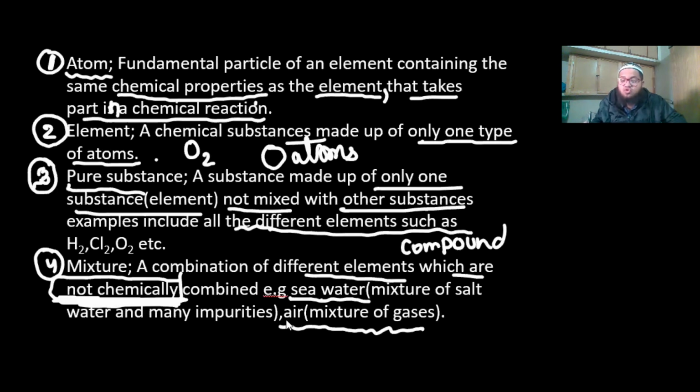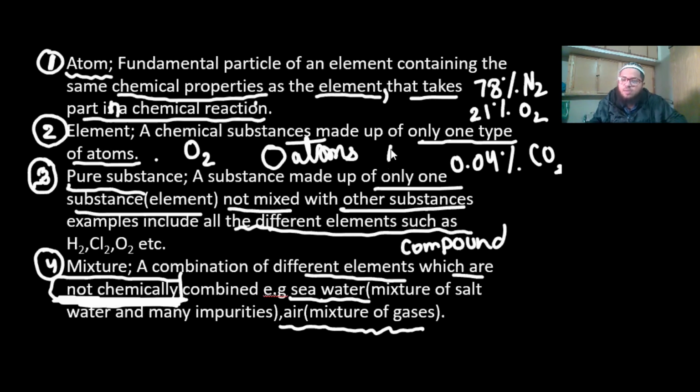And by the way, you should know the percentages of different gases present in air. Air is 78% nitrogen, 21% oxygen, and 0.04% carbon dioxide and other gases. This makes 99%, right? So the remaining 1% includes 0.04% carbon dioxide and other minor gases, noble gases.